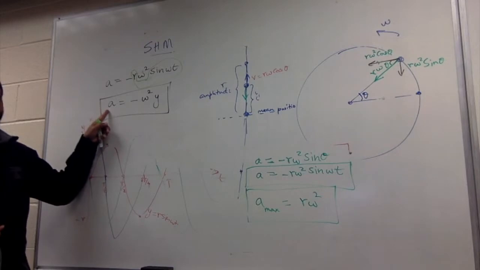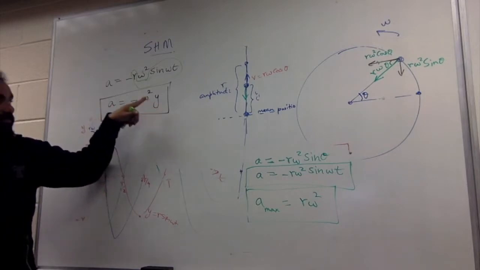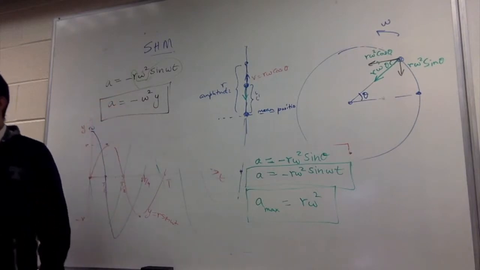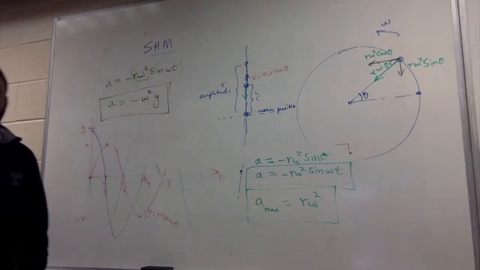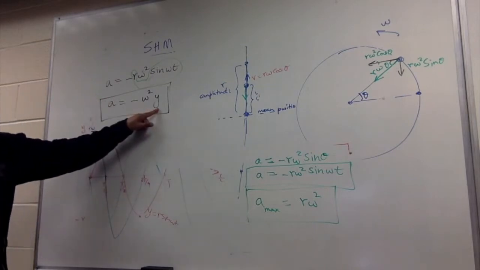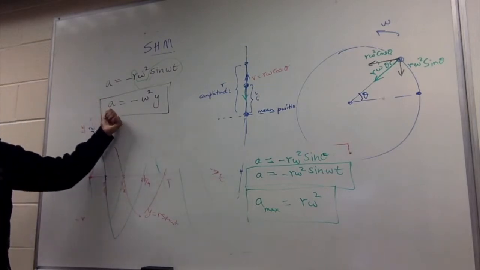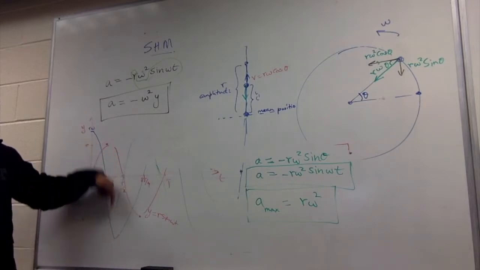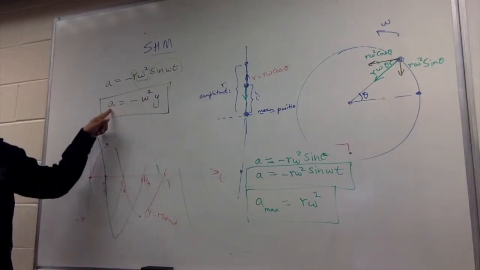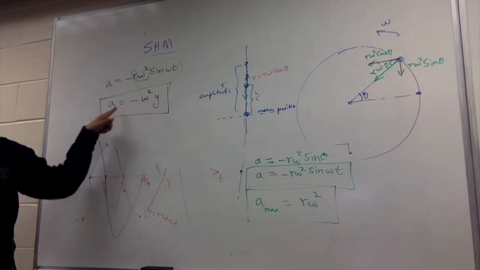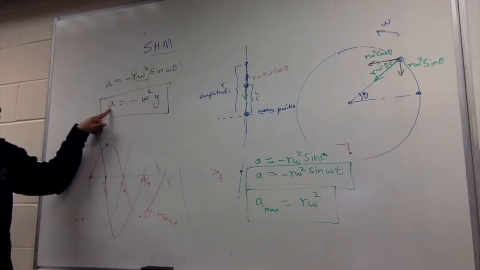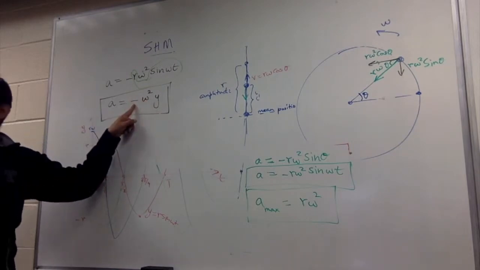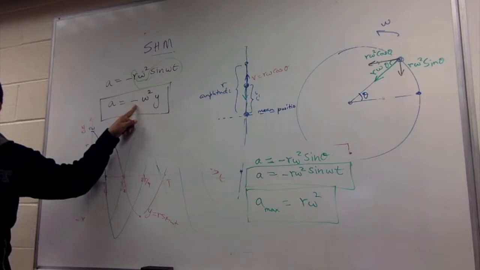Now that tells you the acceleration with respect to y, not time, but displacement. So if you know the position, you should be able to say the acceleration by that equation. You know why the acceleration graph and the displacement graph are opposite to each other? Look at the minus sign here. So acceleration is directly proportional to the displacement, but opposite. Okay?